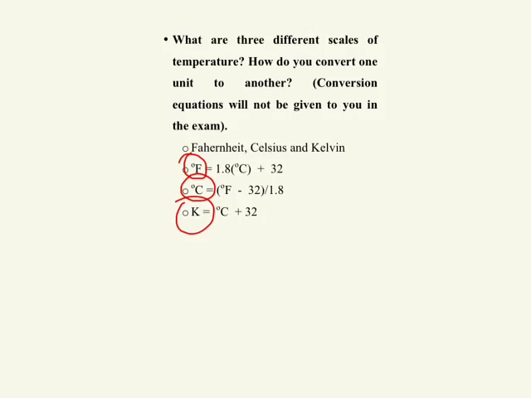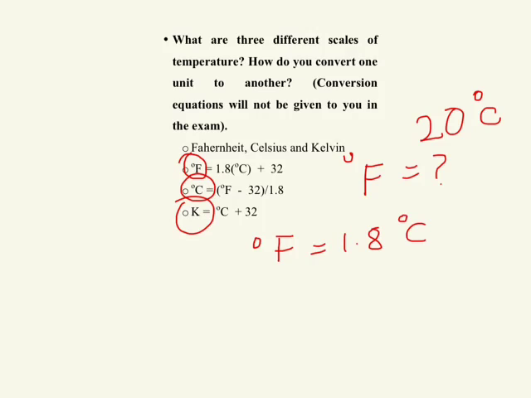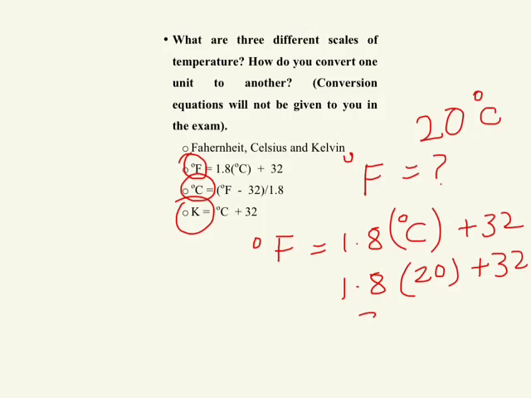For example, let's say the temperature is 20 degrees Celsius. What's the temperature in degree Fahrenheit? So we use the first equation, 1.8 times degree Celsius plus 32. You replace degree Celsius with 20. What is 1.8 times 20? It is 36, plus 32, which is equal to 68 degree Fahrenheit.